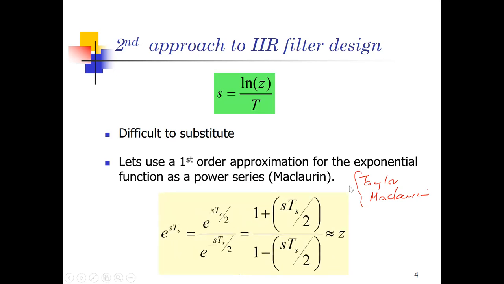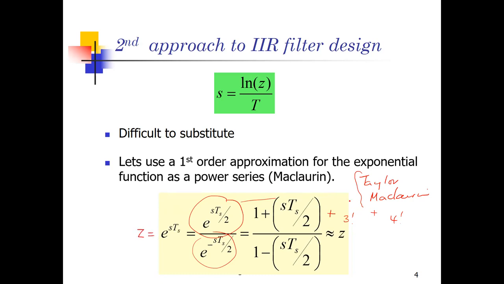So what you do, and you don't have to learn the Maclaurin expansion. But if you were to go back and dig up in your notes somewhere, you would see that I can express e to the sT as e to the sT over 2 over e to the minus sT over 2. And then expand each of these in a power series. Just to the first approximation, remember the Taylor would then have the next derivative over 3 factorial, and then the next derivative over 4 factorial, and so on. And the same thing underneath here, right? We're not going to look at that. What we're doing is stopping at the first order. So it is an approximation. So e to the sT is 1 plus sT over 2 over 1 minus sT over 2. And that is approximately equal to Z, right? We said Z is equal to this.